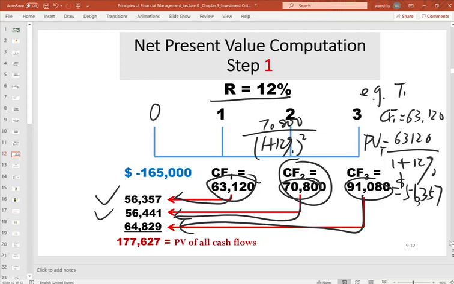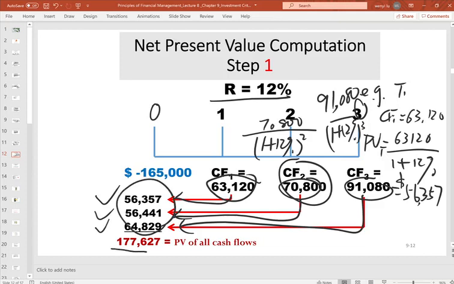For the last one, you will divide by what? 1 plus 12% cubed, because this one is at time 3. So we use 91,080 over 1 plus 12% cubed. After you solve the discounted values, you add them up. You get a total of $177,627. That's your PV of all the future cash flows. So this is what you get by taking this project.